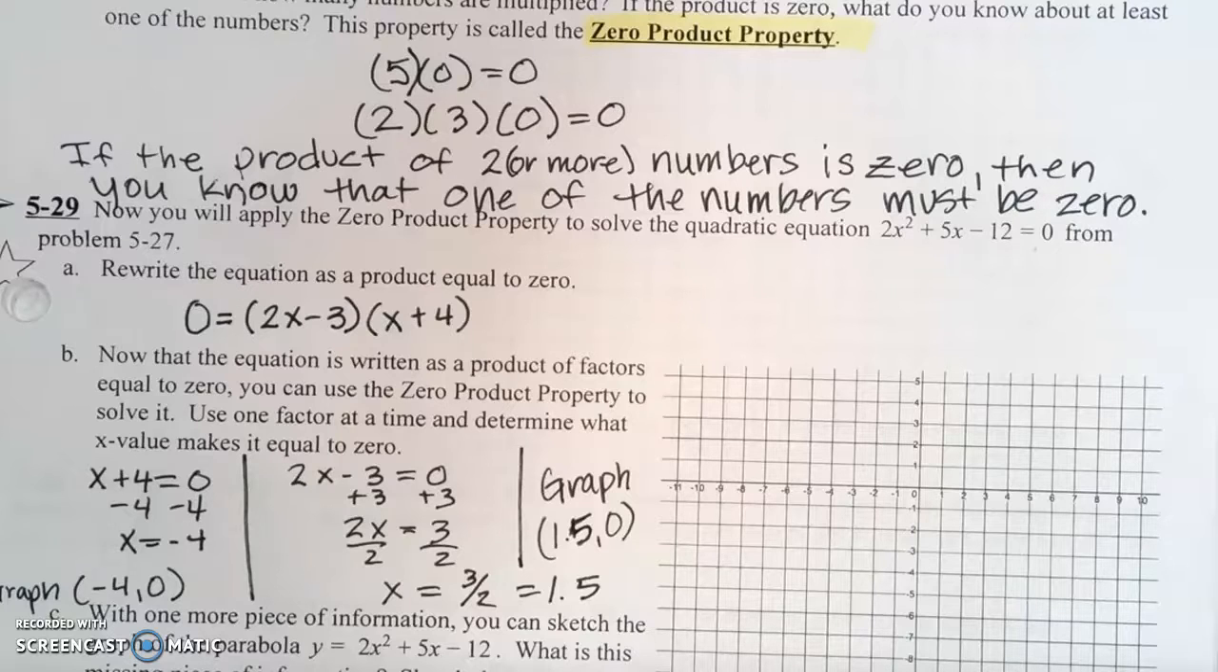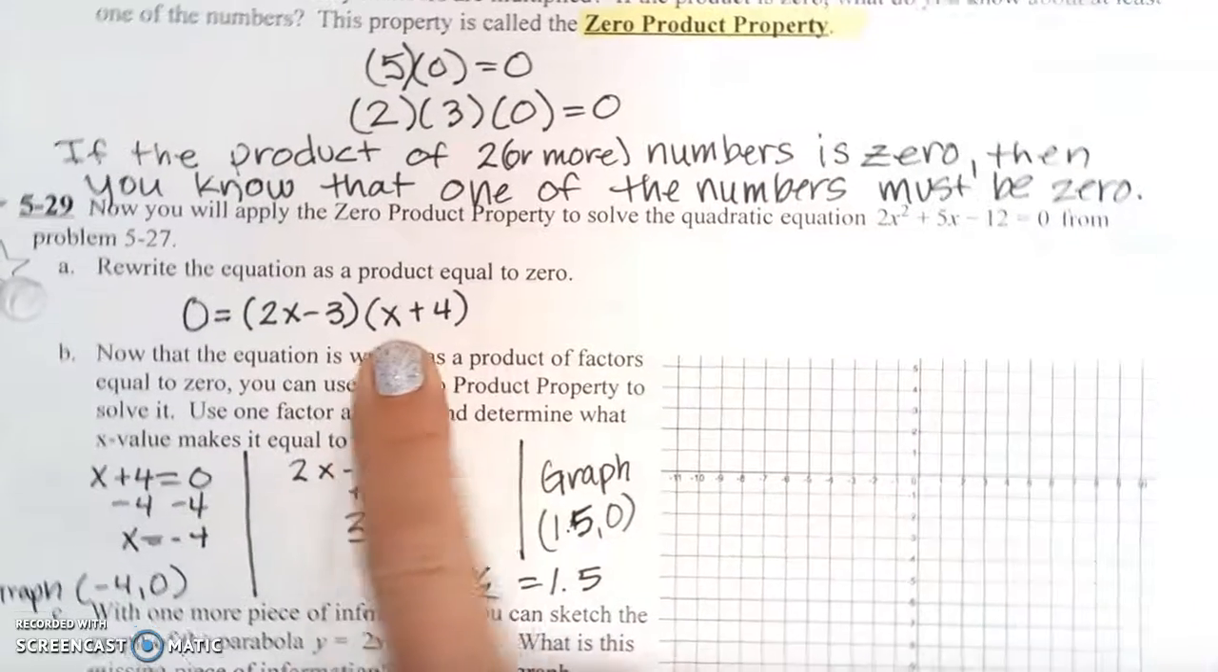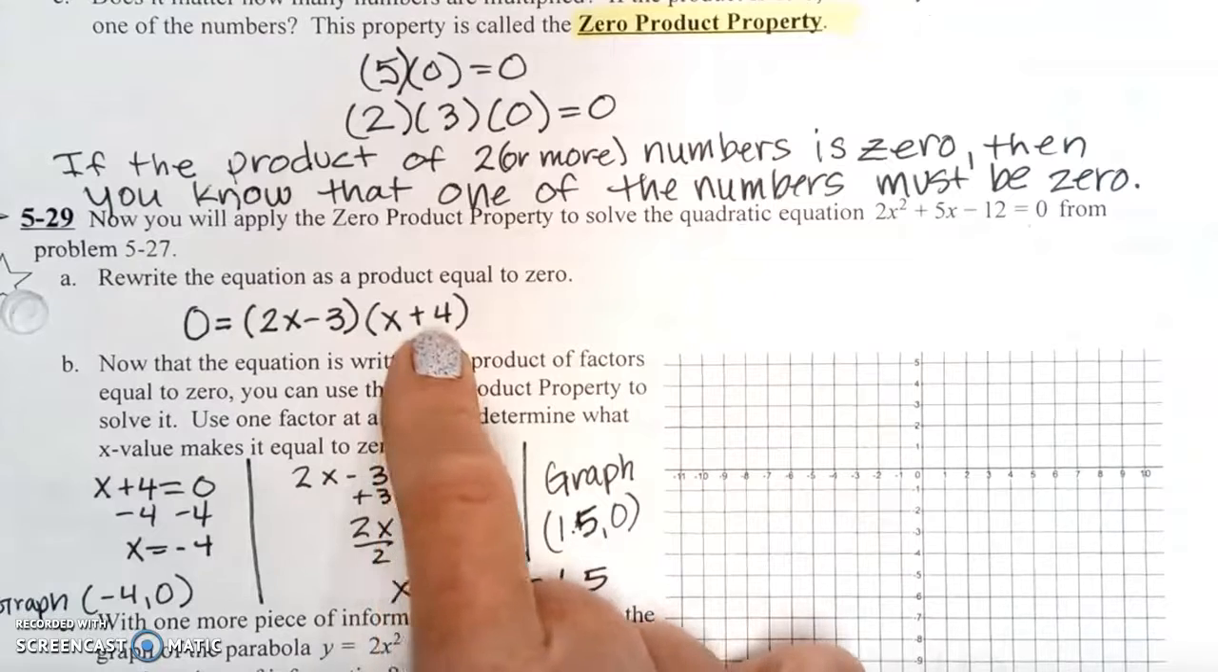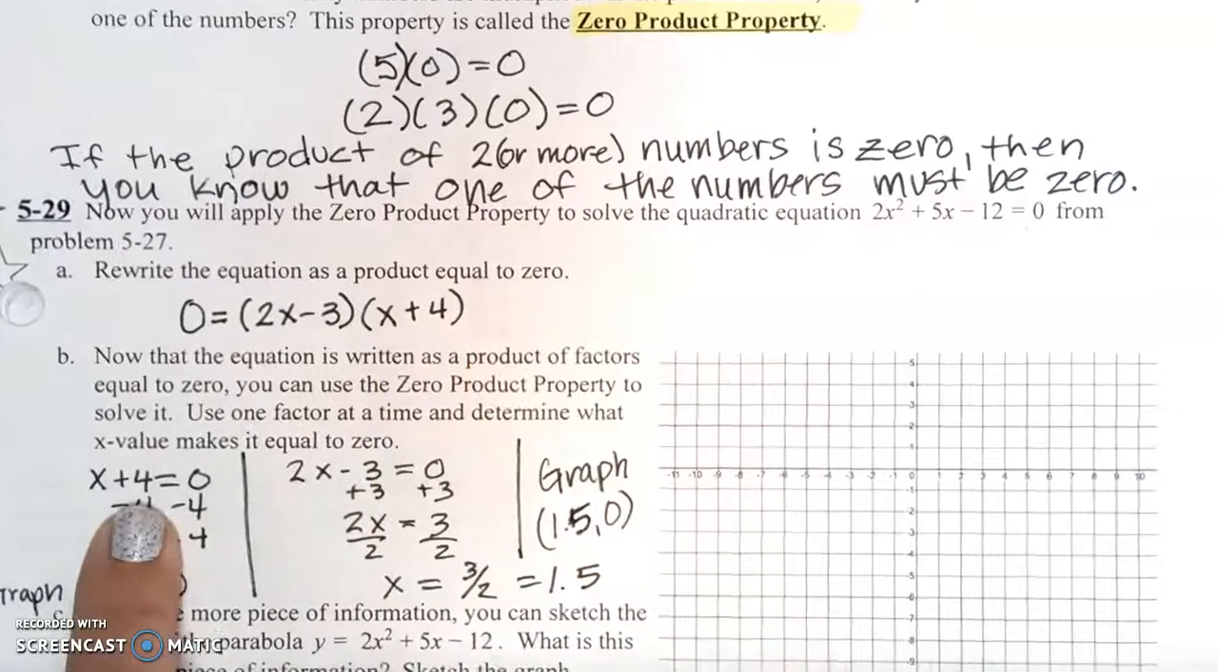Either this factor is going to be 0, or this factor is going to be equal to 0. One of them is, right? To get 0, one of them has to be 0. Could both of them possibly be 0? Yes. Sure. Okay? We're going to make an example that says either one of them could be 0. So I'm going to take the easier one first. The x plus 4 is much easier to do, so I do that one first.